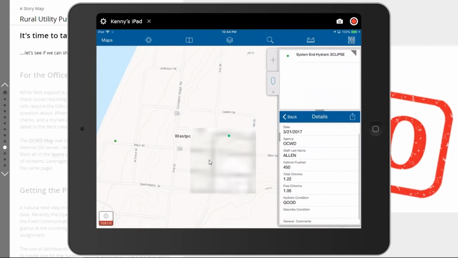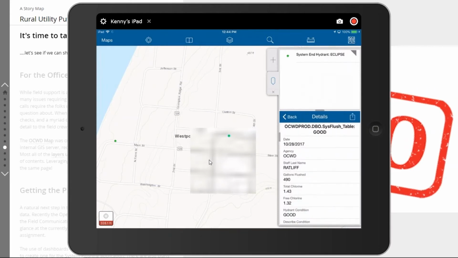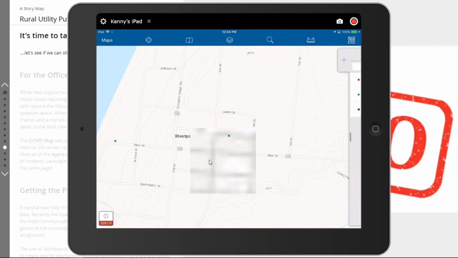March 21st, we flushed 450 gallons. We recorded our chlorine levels and the hydrant condition. We go back and check a different date, and we have the same information, different time period. And then more recently, as of last Sunday, I added a note here describing the condition. Could stand to be straightened. Someone's tapped it, bent it over just a little bit. And what we can do from this point is add a Field Comm in that particular app to assign that to our supervisor for action when it needs to be done.